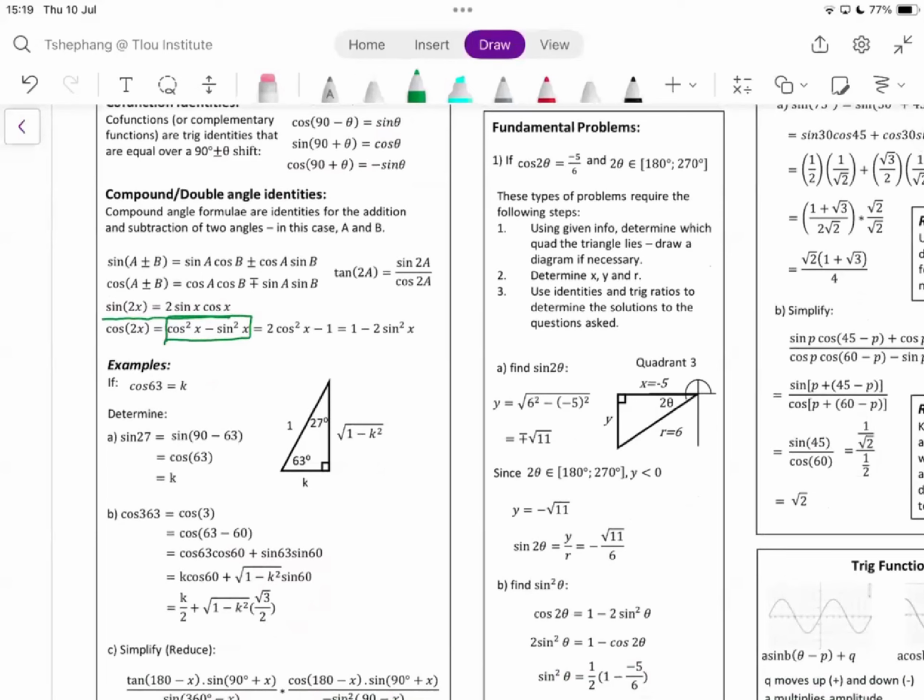Cos squared x minus sine squared x. The reason is afterwards, if I want to change the sign to cos, I know that I simply change it to 1 minus cos squared x. Or if I want the one that only has sine, I will change this cos squared to what? To 1 minus sine squared x. So if you never know which one you need to apply, then always rely on this one.